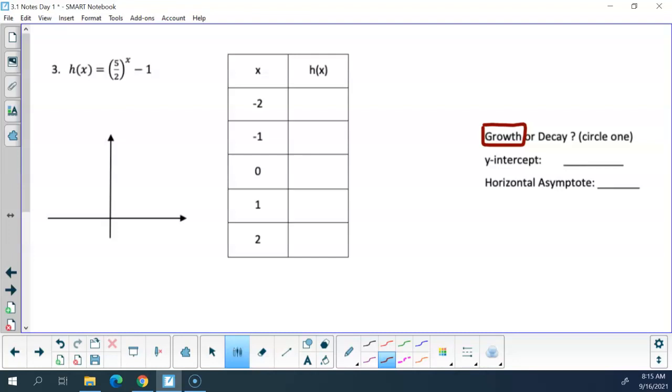-2. If I plug -2 in there, I got 5/2 to the -2 power is 4/25. 4/25 minus 1 is -21/25. Agree with me on that? Speak now or forever hold your peace. Okay, -1 power. 5/2 to the -1 power is 2/5. 2/5 minus 1 is -3/5.